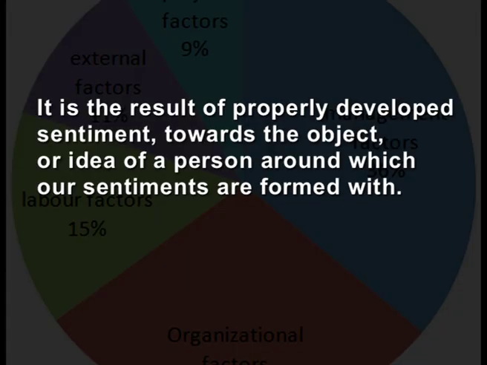The other subtype of non-volitional attention, produced by the sentiments, is called spontaneous non-volitional attention. It is the result of properly developed sentiment towards the object or idea of a person around which our sentiments are formed.